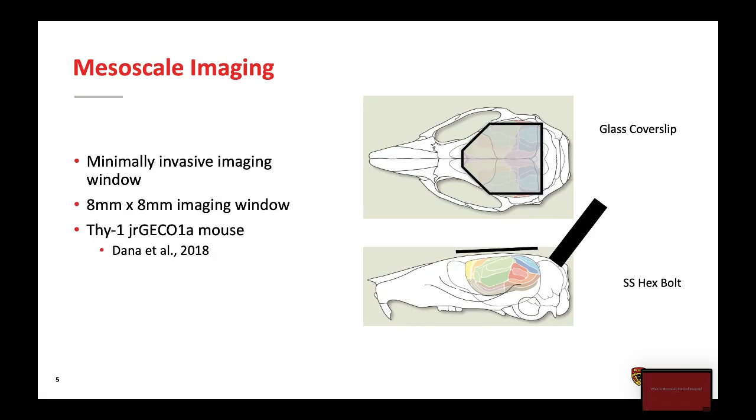The base preparation involves affixing a glass cover slip to the skull, which provides an approximately 8 by 8 millimeter imaging window. Additionally, a stainless steel hex bolt is affixed posterior to the imaging window to allow head fixation. In this case, we're using the Thy1-jRGECO transgenic mouse, which expresses a red-shifted calcium indicator, which has some favorable properties for wide field imaging applications.